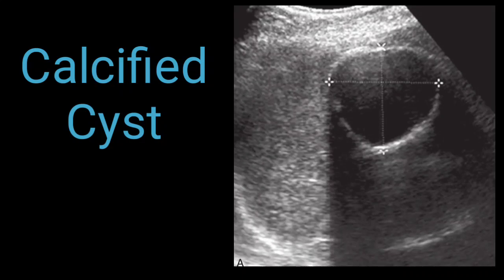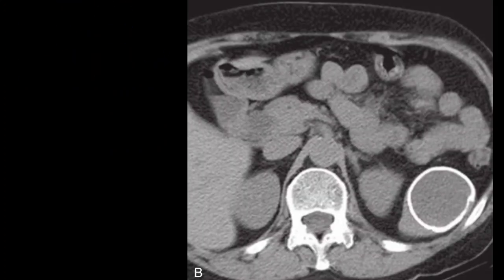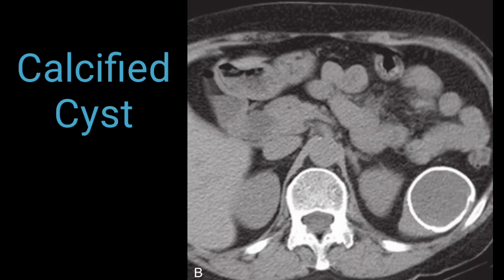So this is a complex calcified cyst. You can label it as a pseudocyst of the spleen. This calcified pseudocyst was further confirmed on the CT images.